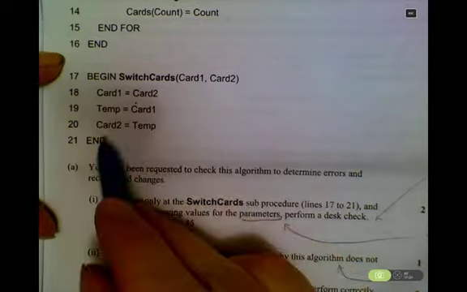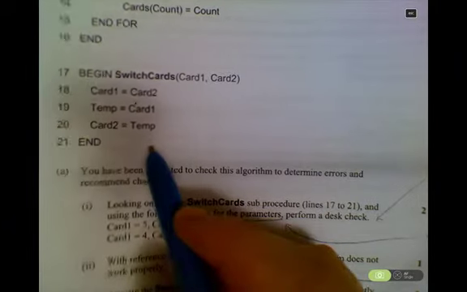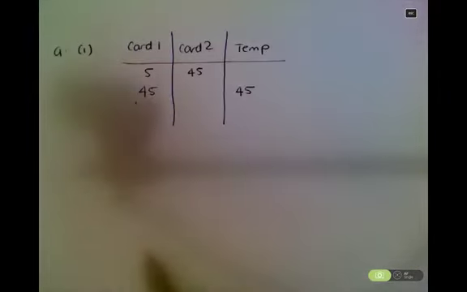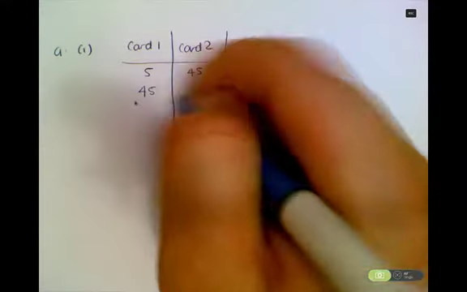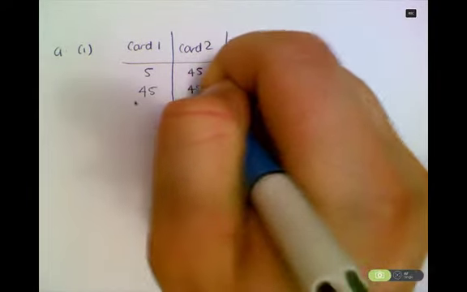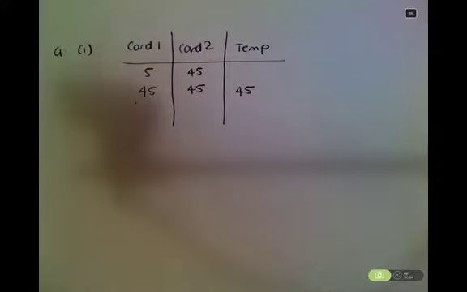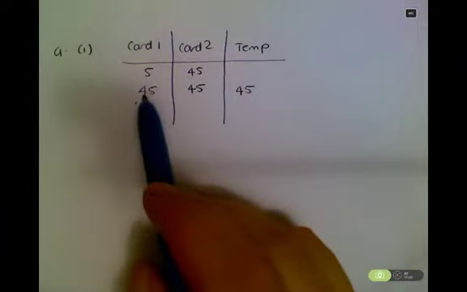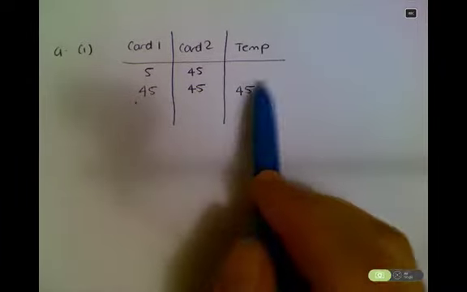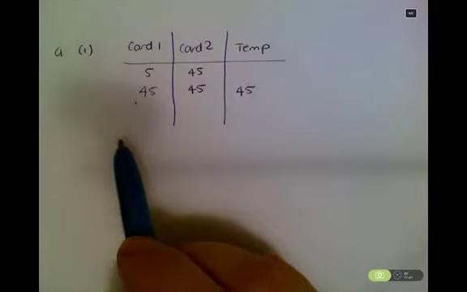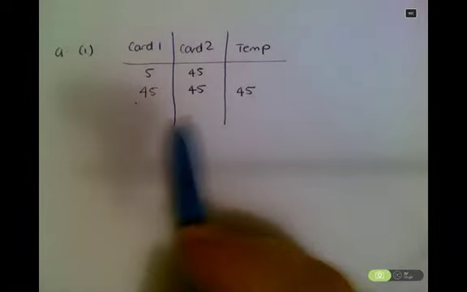The final process is card 2 then takes on the value of temp. These are assignment statements, so card 2 then also becomes 45 again. So after it's finished, card 1 is equal to 45, card 2 is equal to 45, and obviously temp is equal to 45. So straight away we can see that there's an error.